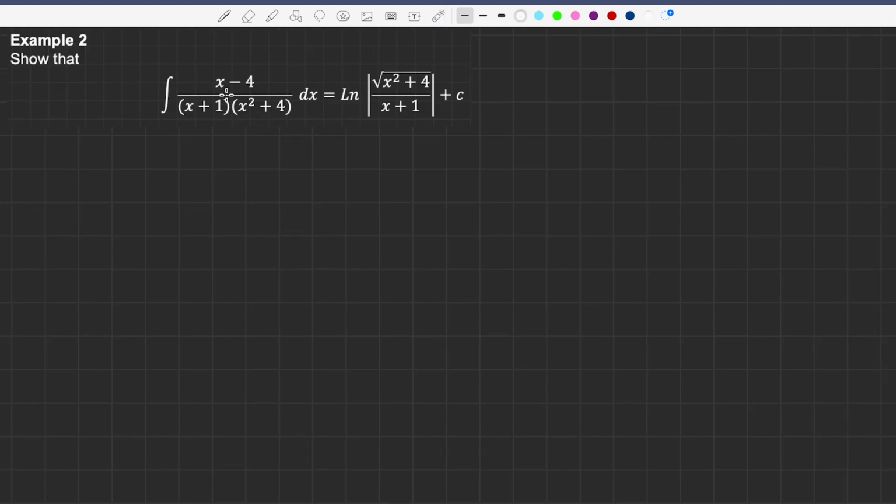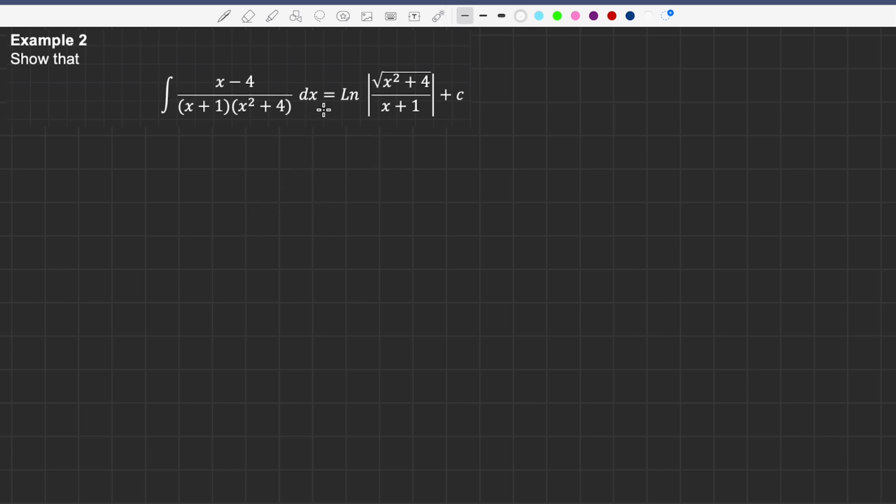Okay, so for example 2, we've been asked to integrate x minus 4 over the product of x plus 1 and x squared plus 4 with respect to x, and to show that this integral is equal to this. Do you want to try this question yourself? You can pause the video, and when you come back, we'll go through the worked solution.